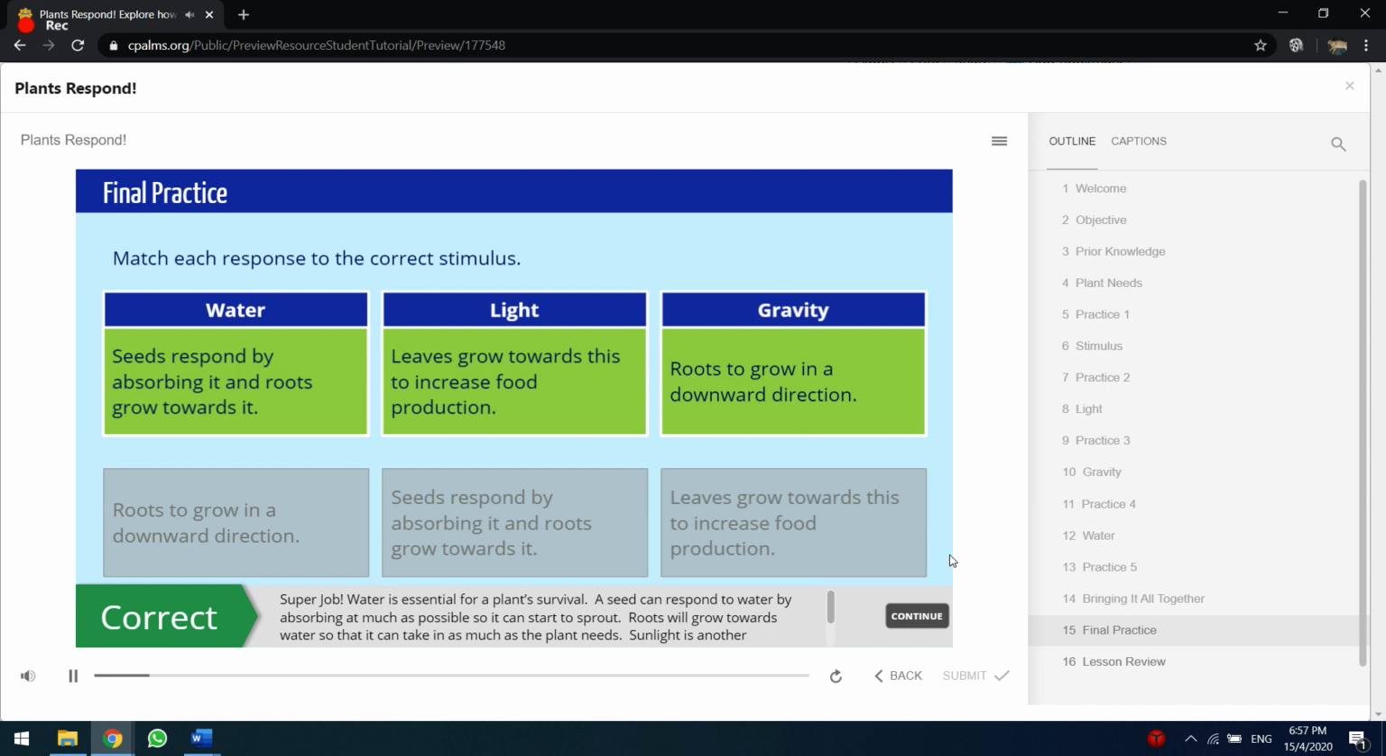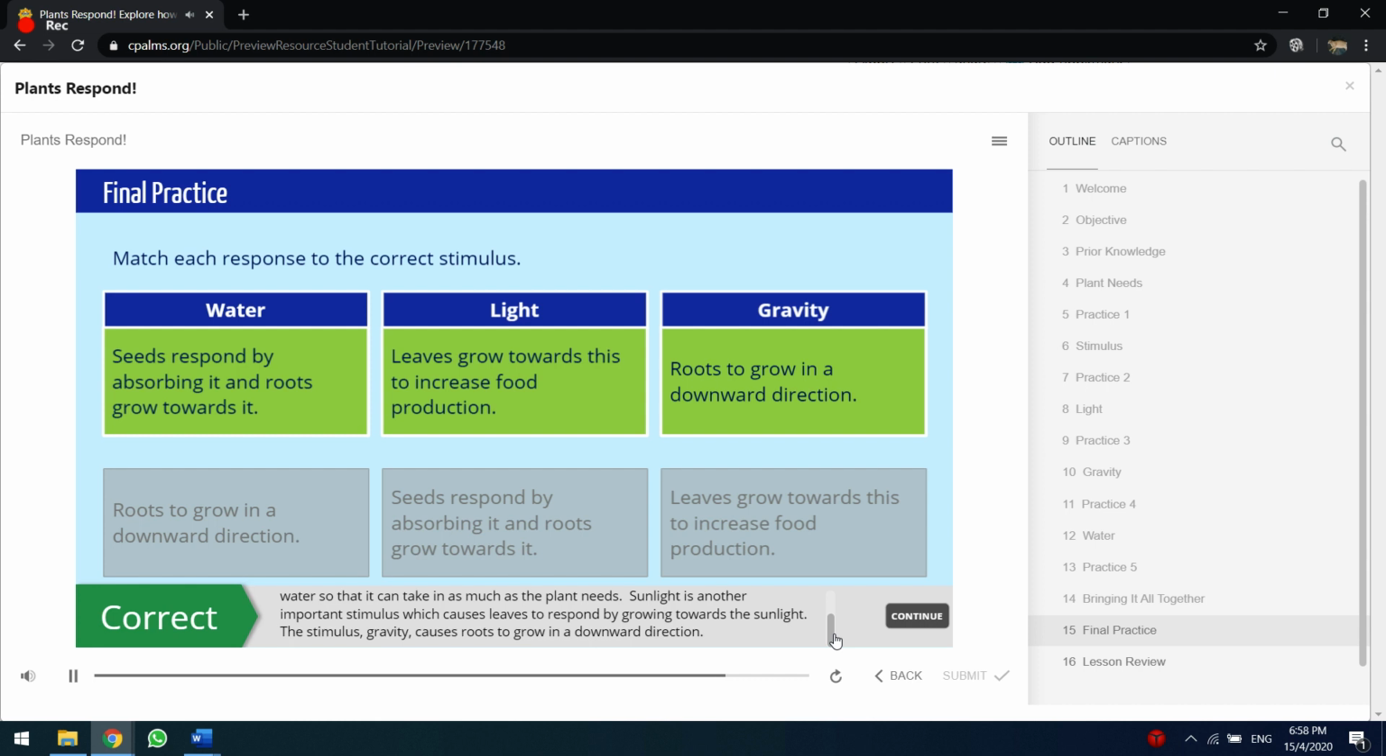Super job! Water is essential for a plant's survival. A seed can respond to water by absorbing as much as possible so it can start to sprout. Roots will grow towards water so that it can take in as much as the plant needs. Sunlight is another important stimulus which causes leaves to respond by growing towards the sunlight. The stimulus, gravity, causes roots to grow in a downward direction.